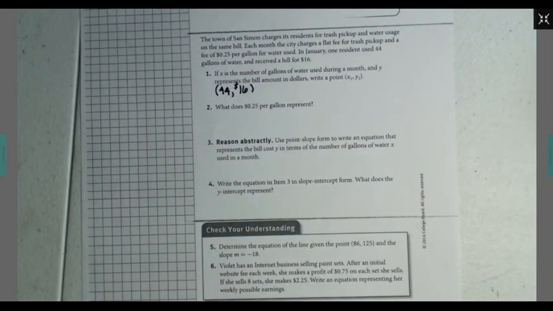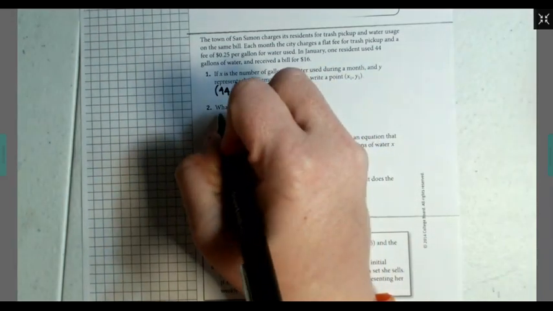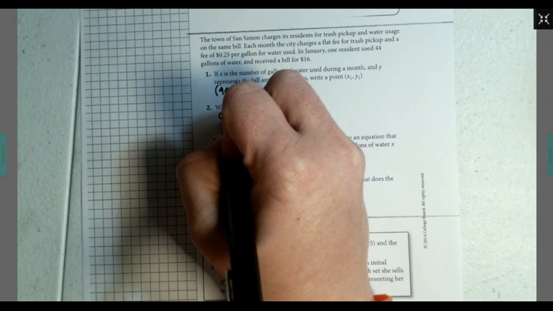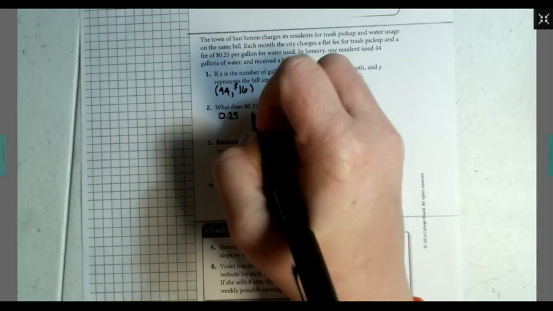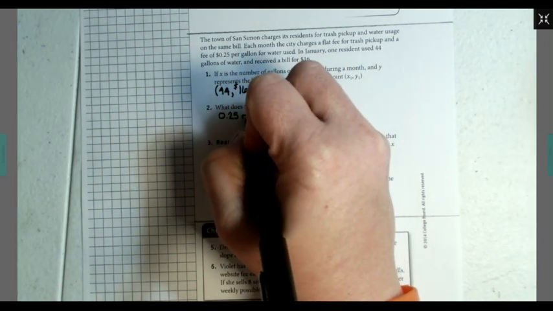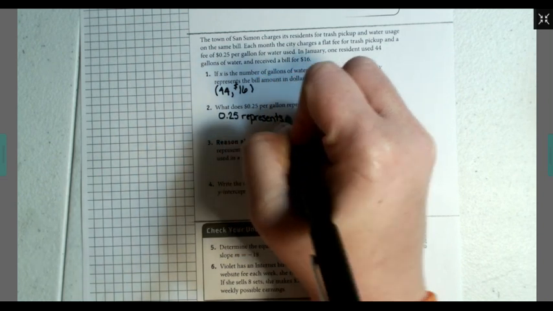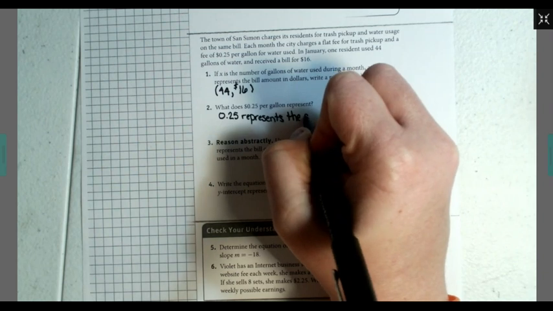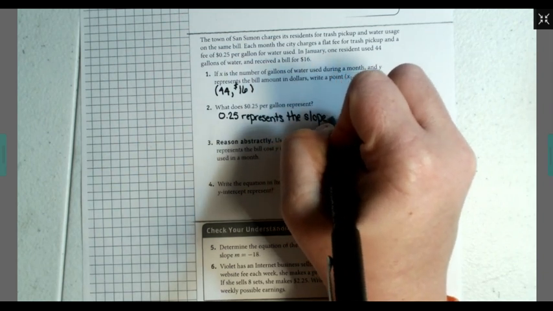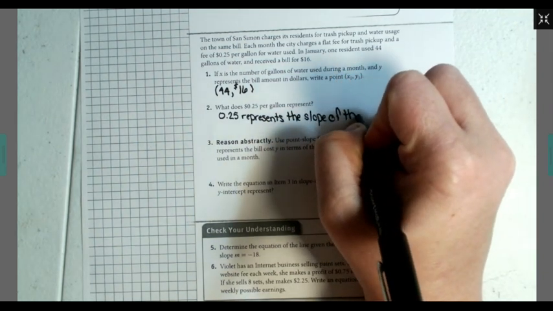It says, what does 0.25 per gallon represent? You're right, that represents my slope. 0.25 represents the slope of the line.